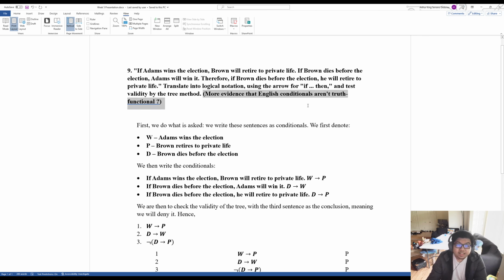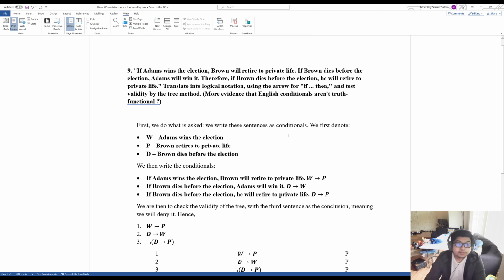And here we are given that English conditionals aren't truth functional, and we are to verify it by doing a truth table of this whole statement. So first we will do what's asked. We will write these sentences as conditionals.